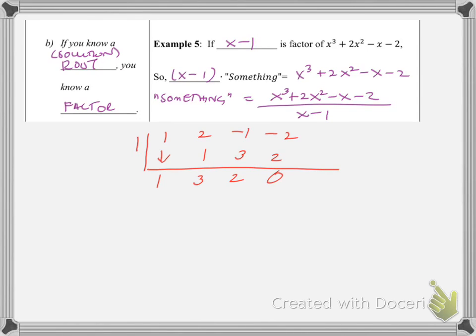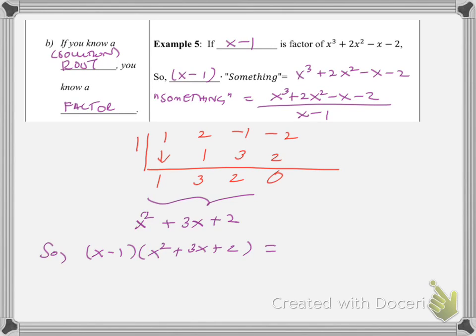Okay. And so now we have, well, what do we have left here? Well, starting from the back, 2 is a constant. And so that's 3x, and that's x squared. So that tells us that x minus 1 times x squared plus 3x plus 2 equals what? Our original polynomial, right? Our dividend, x cubed plus 2x squared minus x minus 2.